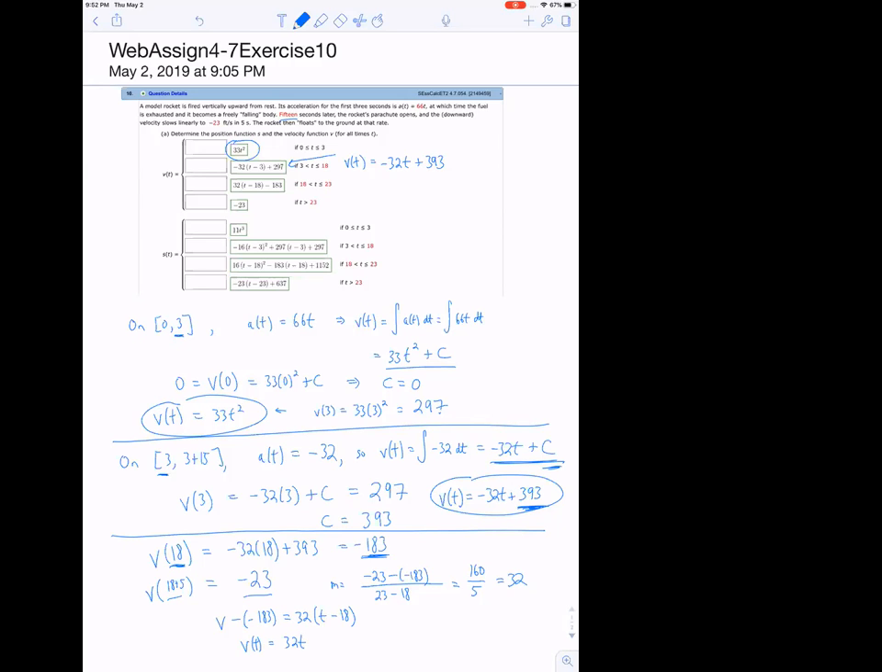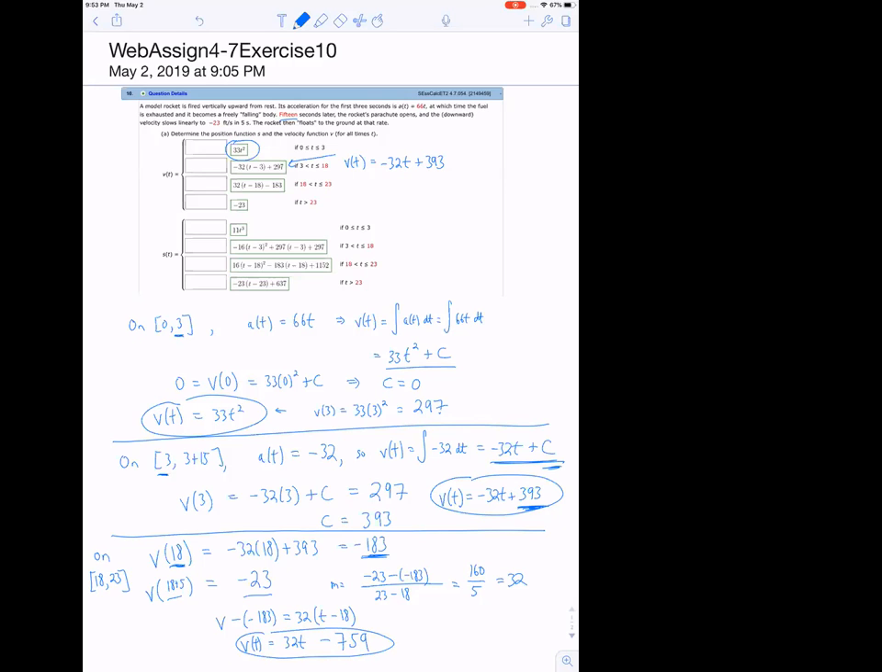We'll take 32 times negative 18. And then we'll also move the 183 over. That will be positive on the left, so it'll be negative on the right. This should be minus 759. So there now is the velocity on the interval. Let's clarify this. This is on the interval from 18 to, well, 5 seconds later, 23.